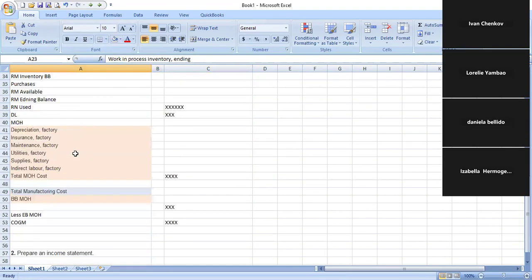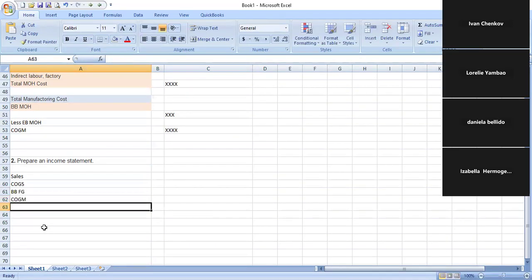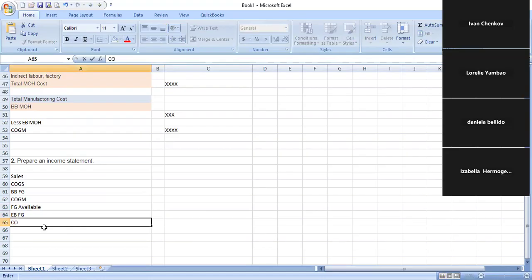So what we're going to do is start using them. Cost of goods sold, how are we going to get it? We're going to get the beginning balance of the finished goods. Then we're going to get the cost of goods manufactured. That's going to give you the finished goods available. Then we're going to deduct the ending balance of the finished goods. And we're going to have cost of goods sold.